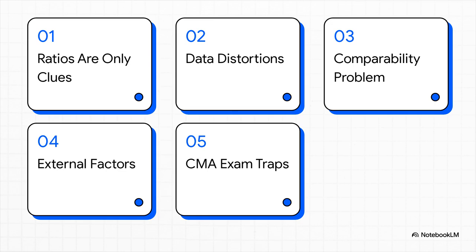Okay, let's dive into this roadmap. We'll be covering 1. Why ratios are really just clues. 2. Data distortions and manipulation. 3. The comparability problem. 4. External and environmental factors. And finally, number 5. Avoiding those tricky CMA exam traps. Let's get right to it.